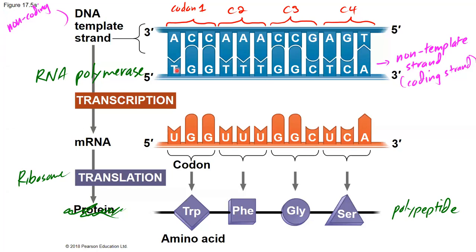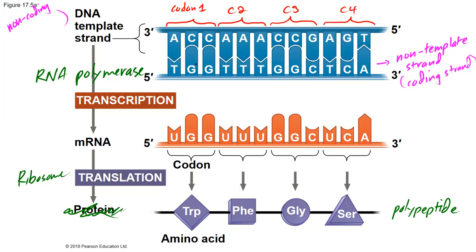Notice that the sequence of the non-template strand or the coding strand is similar to the sequence of the mRNA. You just need to replace the T with the U. So here, U, G, G, G, G, U, U, U, G, G, C, U. It's called the coding strand because this one actually contains the code that will be converted into a code in the mRNA form. Okay?